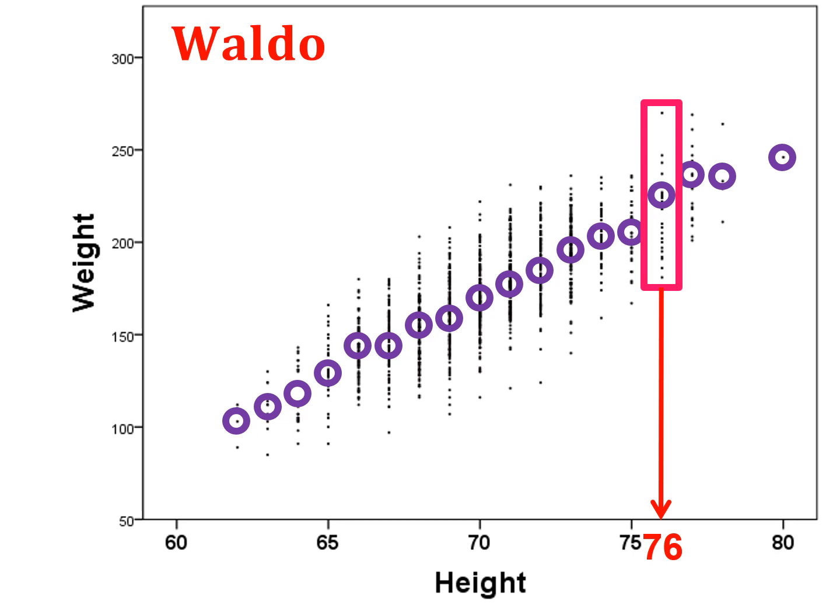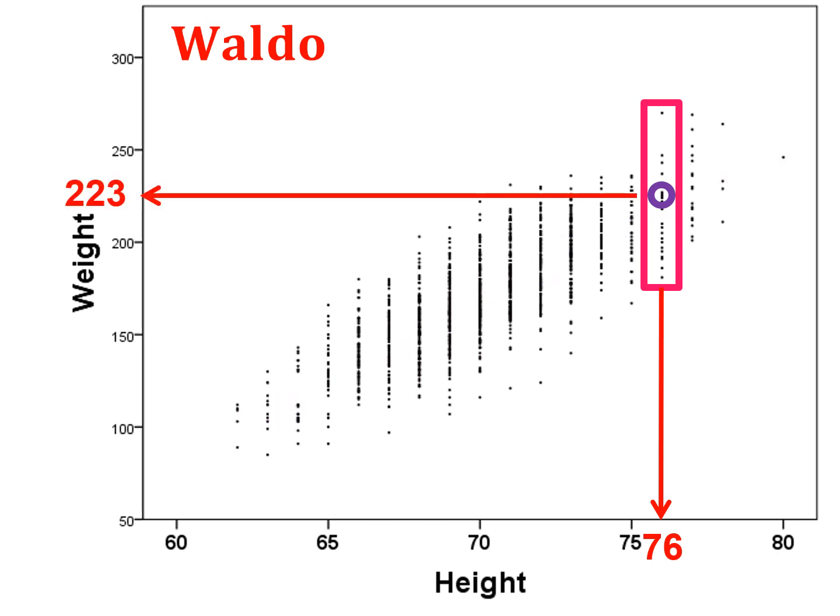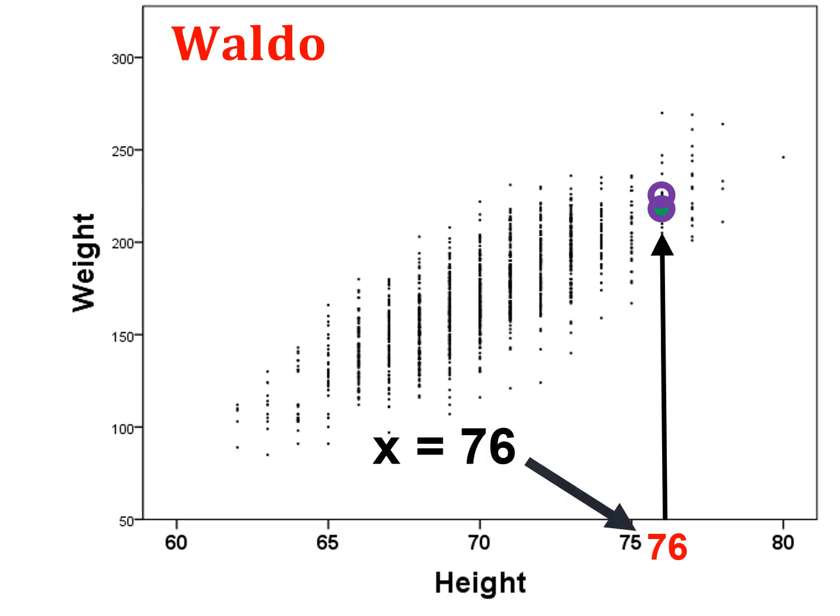Next, let's look at the conditional mean. The conditional mean for 76 inches tall is 223. With the regression line, we got 219. With the conditional mean, we get 223. 219 and 223 are pretty close to each other. Here I'm showing you the prediction point and the conditional mean at the same time. As you can see, the prediction point and conditional mean are very close to each other.